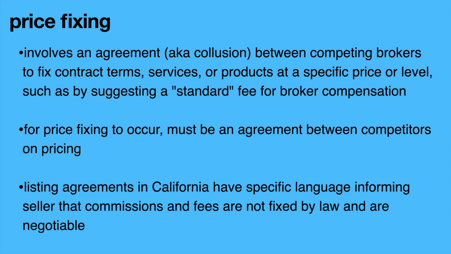Price fixing involves an agreement or collusion between competing brokers to fix contract terms, services, or products at a specific price or level, such as by suggesting there's a standard fee for brokerage compensation. For price fixing to occur, there must have been an agreement between competitors on pricing. Listing agreements in California have specific language informing the seller that commissions and fees are not fixed by law and are negotiable.